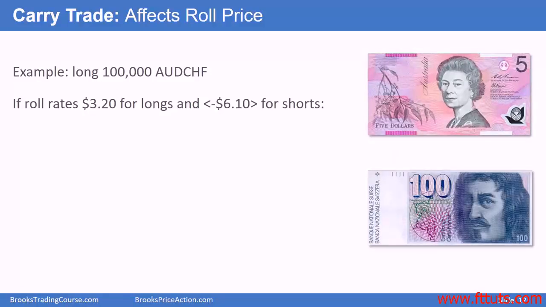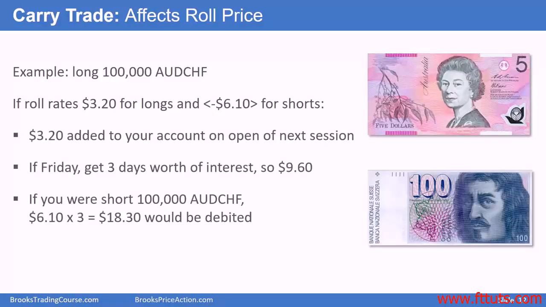For example, let's say you're long 100,000 units of the Australian dollar versus the Swiss franc. Okay? And let's say the rate rolls at $3.20 for longs and minus $6.10 for shorts, then $3.20 is added to your account on the open of the next session. And if it's a Friday, you get 3 days worth of interest, $9.60. If you were short 100,000 units of the Australian dollar versus the Swiss franc, $6.10 would be debited.